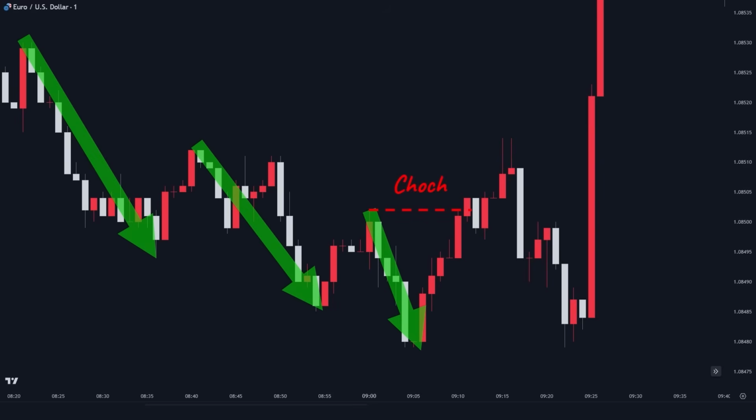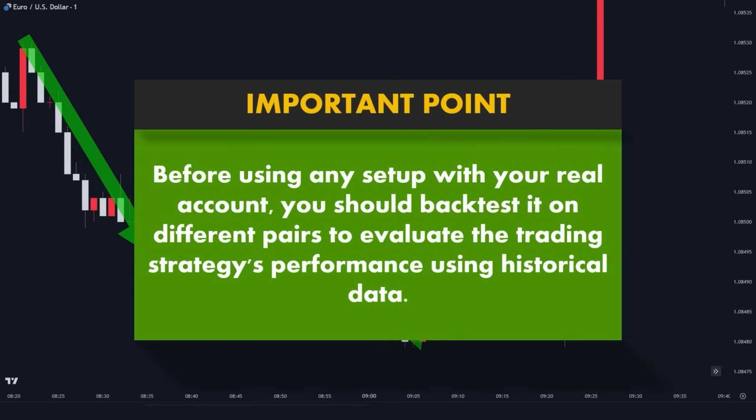No matter what your entry strategy is, trading along with the dominant market direction will instantly improve your win rates and risk-to-reward ratio. But remember, before using any setup with your real account, you should backtest it on different pairs to evaluate the trading strategy's performance using historical data.